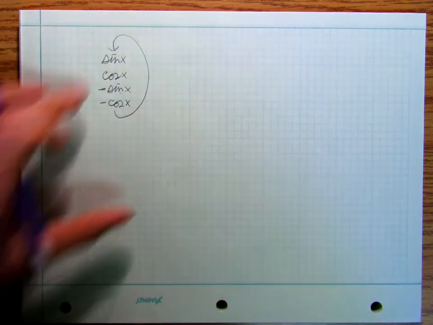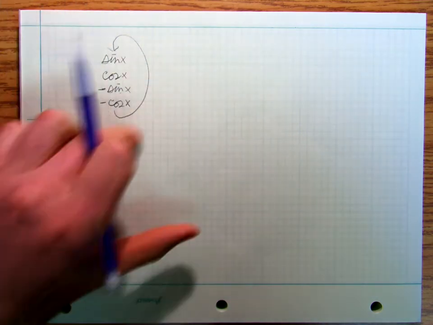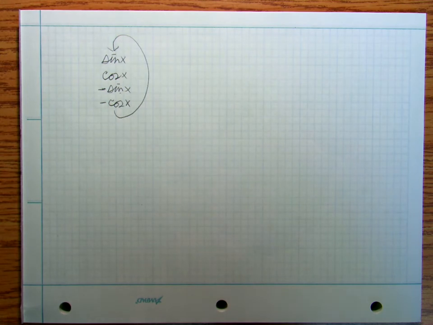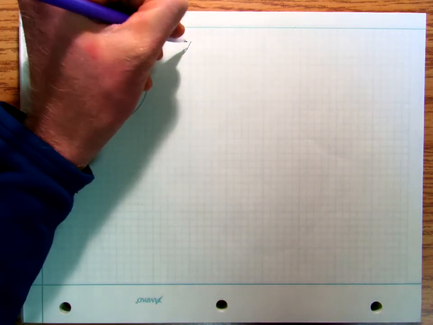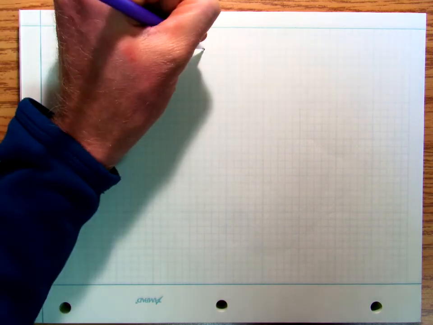Okay. Now, just like e to the x, this can get kind of boring. So we're going to tie it in with some other things. We're going to throw in some chain rule problems on this. So, throwing in a little bit of chain rule.